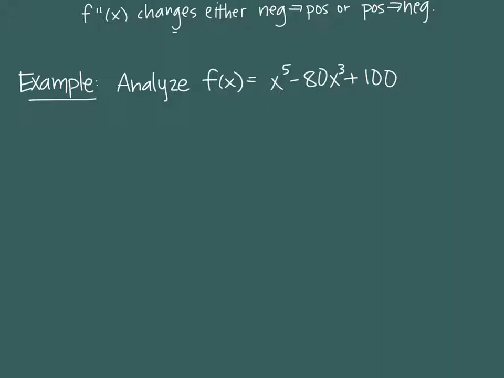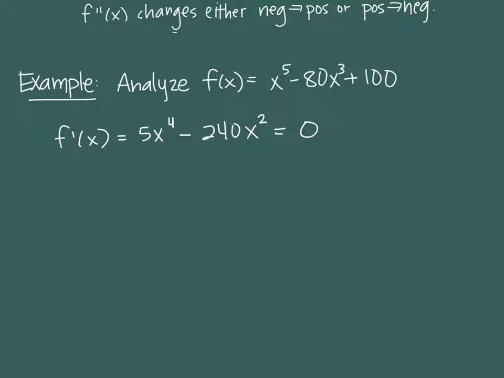All right, so we're just going to tackle this. We're going to start with f prime. F prime is 5x to the 4th minus 240x squared. We're going to set that equal to 0. Normally we would also set that equal to 1 over 0, but as a polynomial, it's not ever going to be equal to 1 over 0. So we'll just set it equal to 0.